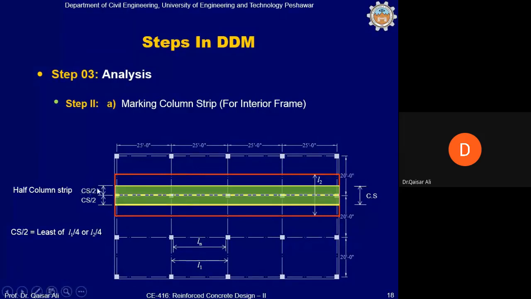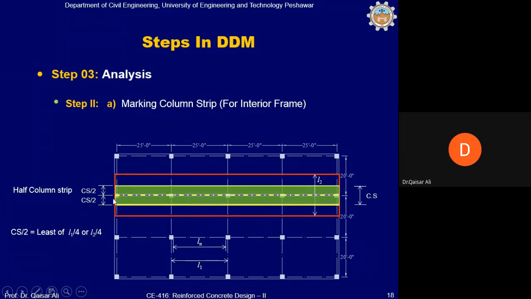And half of the column center line is equal to the least of L1 by 4 or L2 by 4. L1 is this length, and L2 is the width of this frame. In this particular case, as shown in this slide, L1 is 25 feet and L2 is 20 feet. So the least will be the least dimension. L2 is 20 feet, so it will be 20 divided by 4. So half the column strip will be 5 feet.